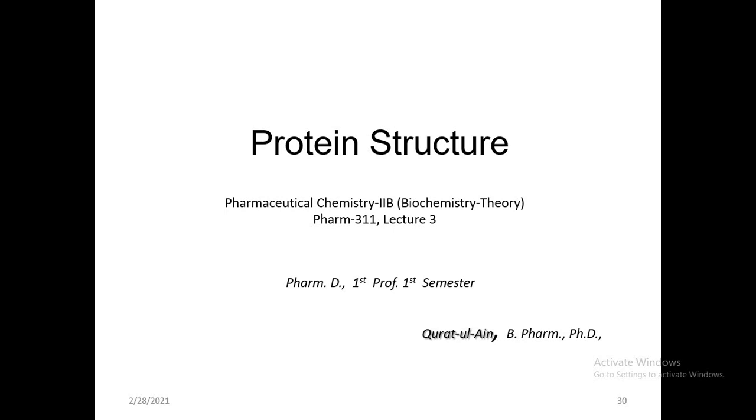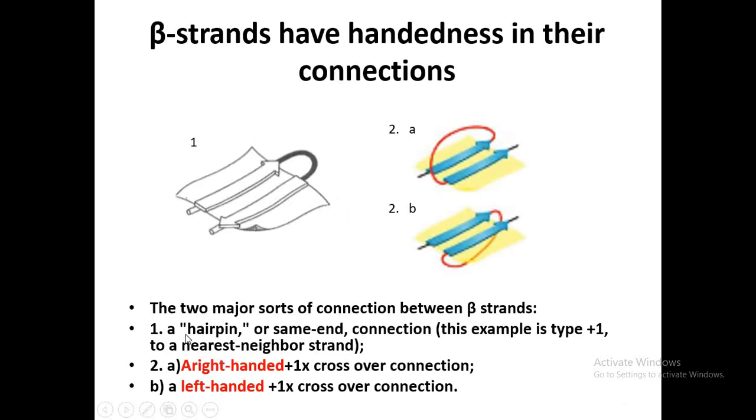In this lecture, which is the continuation of my previous lecture about protein structure, we will be discussing the secondary structure of protein. We discussed in the previous lecture the handedness of the beta strand. Beta strands have handedness. What does it mean? It means that they can be right or left handed.